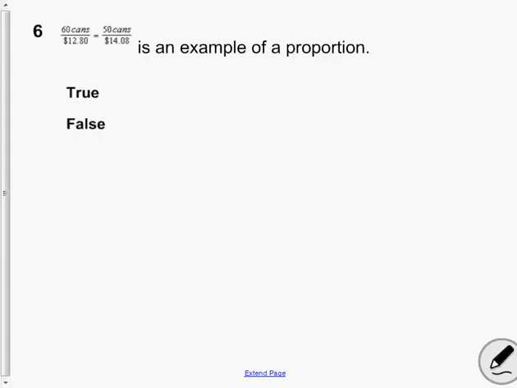Question 6, this particular example is a poor one because it actually is not even possible. I think I said change this to $10.67, I think. That would be the proper number. And this is an example of a proportion, right? If it's 60 cans for $12.80, that's a rate. That's proportional to 50 cans for $10.67 approximately, which is proportional reasoning, so the answer is true.